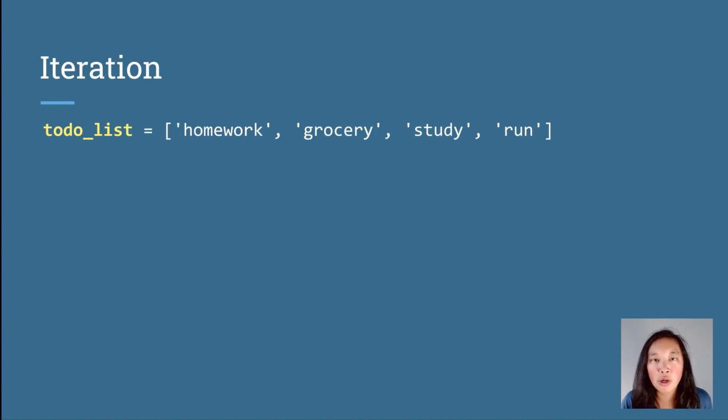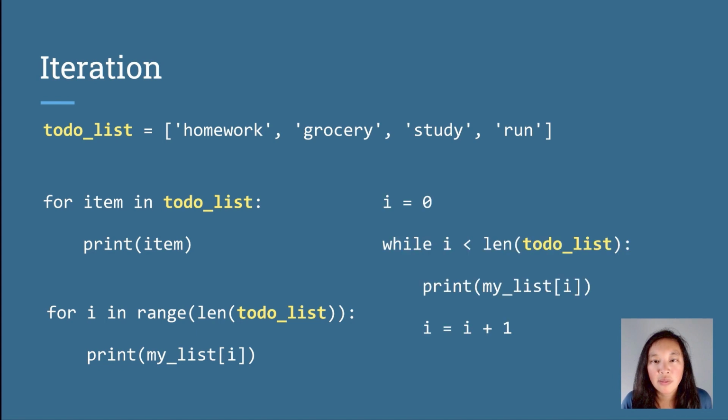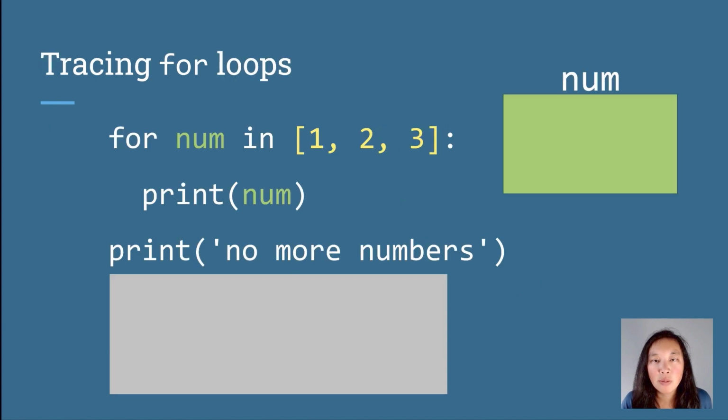Next, let's talk a bit about iteration. So let's say we have a to-do list: homework, grocery, study, and run. When we do iteration for item in to-do list and print item, this is equal to for i in range of length to-do list, printing my list of item at index i. And this while loop also does the same thing. So this is the same functionality written using a for loop with a sequence, a for loop with range, and a while loop.